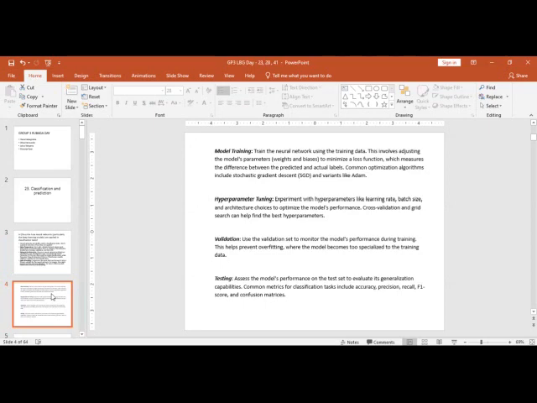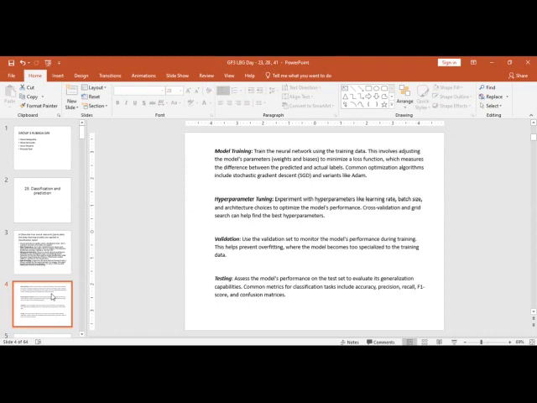Then we have the hyperparameter tuning. You have to experiment with hyperparameters like learning rates, batch size, and architecture choices to optimize the model's performance. Cross-validation and grid search can help find the best hyperparameters. The other step is validation. Use the validation set to monitor the model's performance during training. This helps to prevent overfitting, where the model becomes too specialized for the training data.